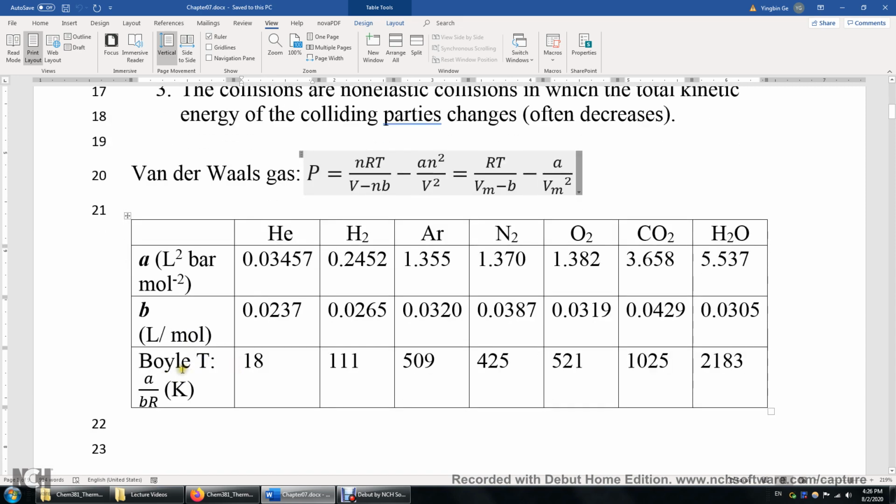The last row is the so-called Boyle temperature. It's just A over BR. Later you will see, at this Boyle temperature, the compression factor is equal to 1. And we have all those Boyle temperatures. Basically, it's just this A divided by this B and divided by R. Make sure that you pay attention to the units. Since we're using liter and bar, this R should be 0.083 bar liter per mole K.